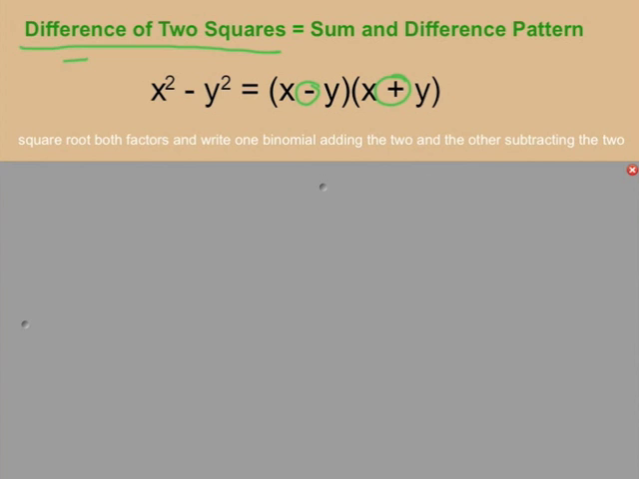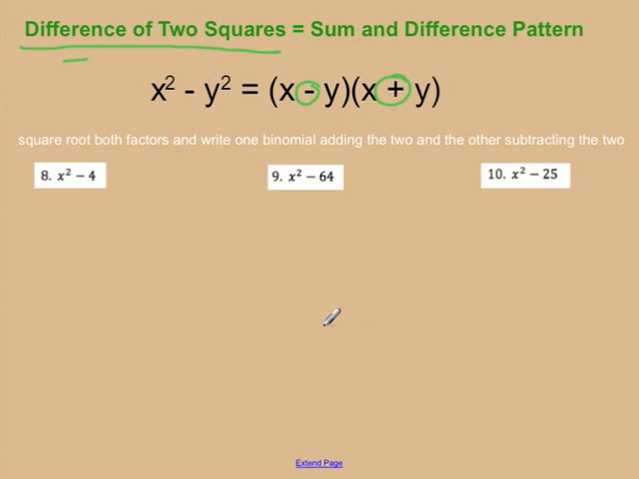Okay, so let's look at the examples we have here. I have x squared minus 4. I know that the square root of x squared is x. And I have 4. I would say, what's the square root of 4? That's equal to 2. So I would have 2, and since it's sum and difference, I would add 1 and subtract. And there is my answer.